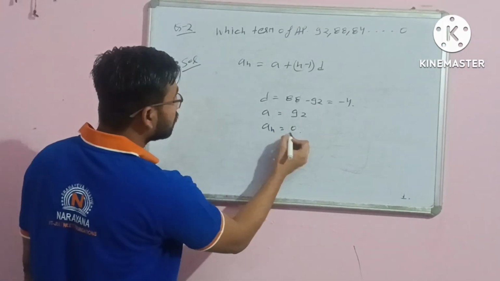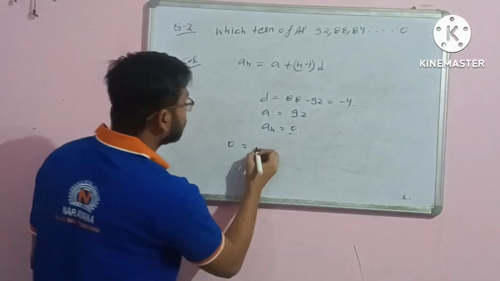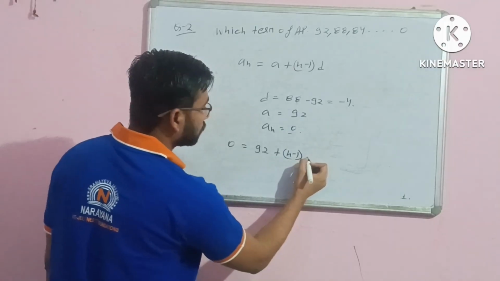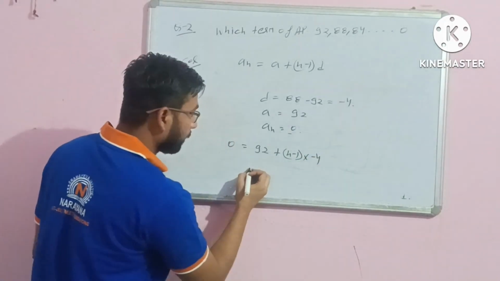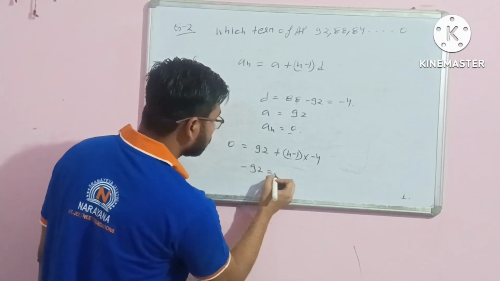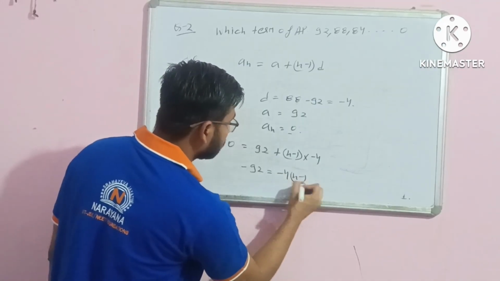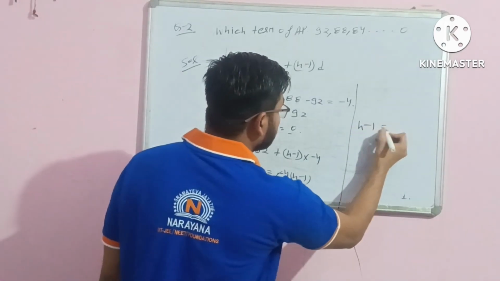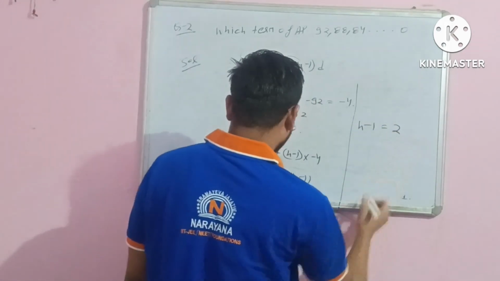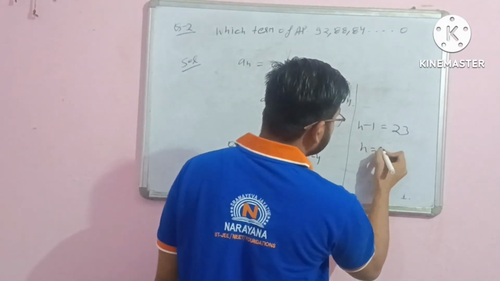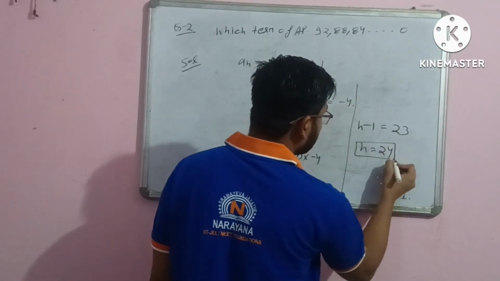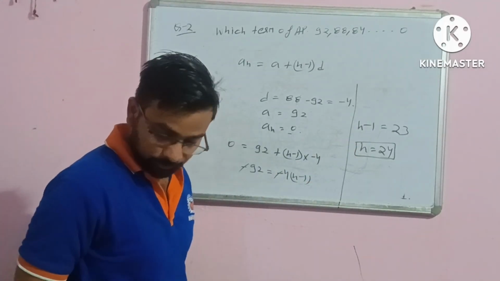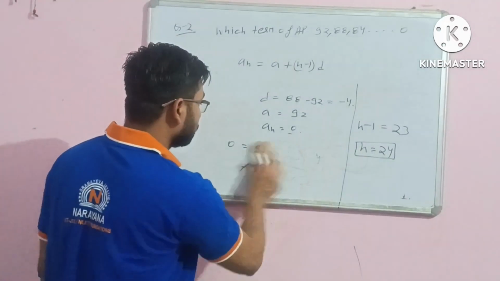So we know that an is 0. So 0 equals 92 plus (n minus 1) into d, so 92 minus 4 (n minus 1). So here n becomes equal to 24. So this is the answer of this question. 0 is the 24th term of this AP.